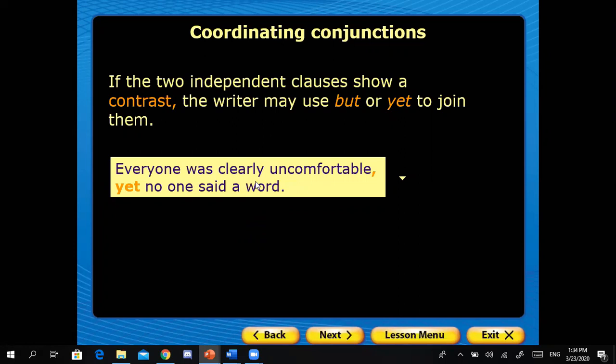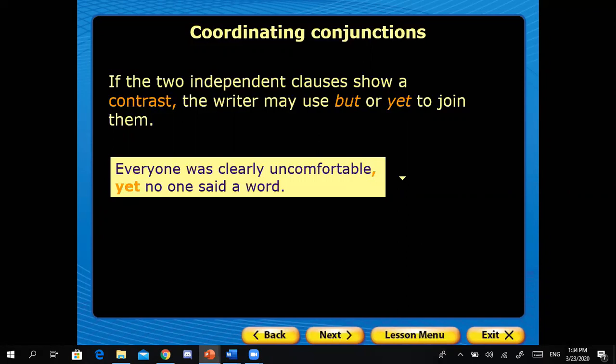So if everybody is uncomfortable, we expect that they speak up, right? But they didn't. "But" means "yet". They have almost the same meaning. Right, Mr. Anthony? Yet is a little more old-fashioned. How do you explain when to use "yet"? Old-fashioned, yeah.